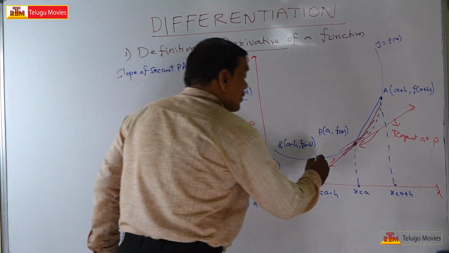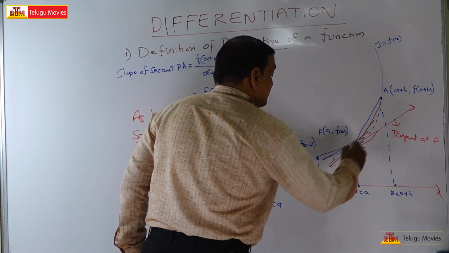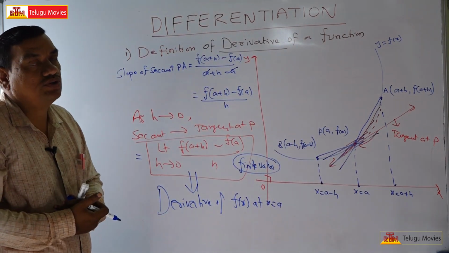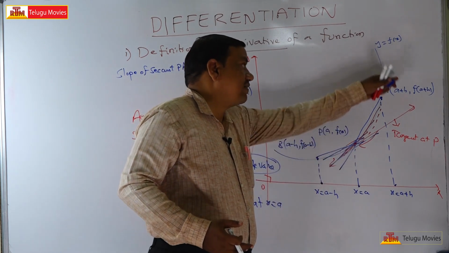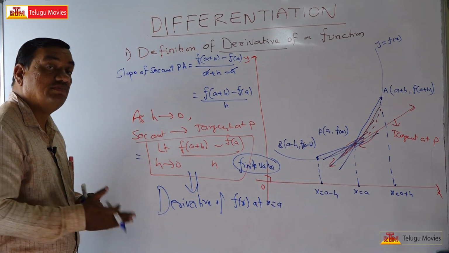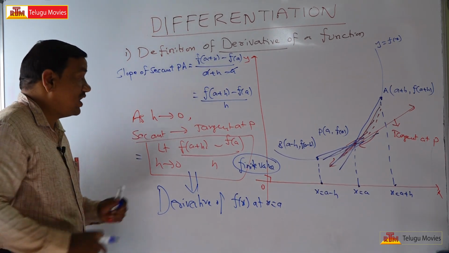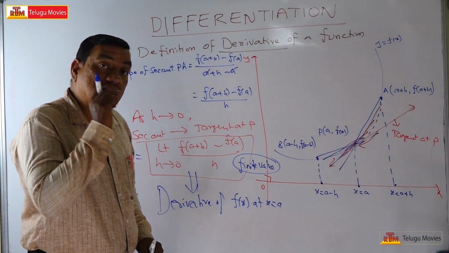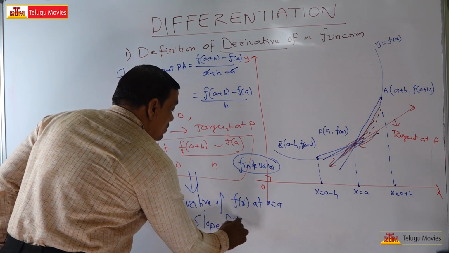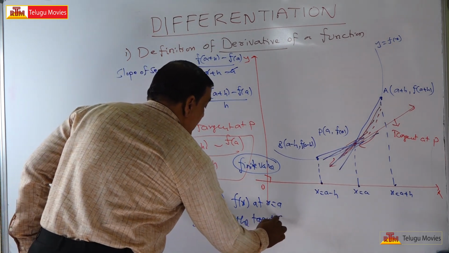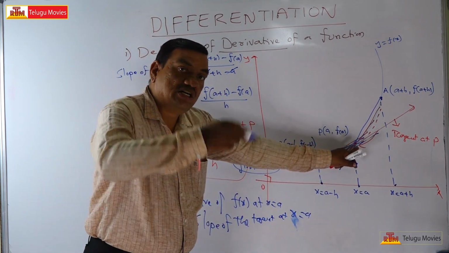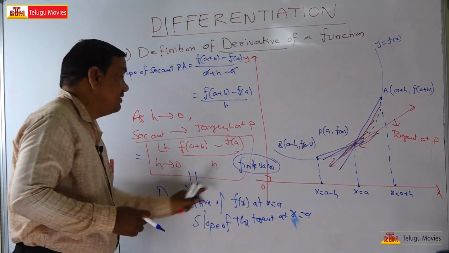Similarly, we have to approach from the left hand side also. That means in both the directions we have to approach, from b to this side, from a to that side. Then only both the limits should be equal. Whatever output value comes, that gives the slope of the tangent at a, at x is equal to a. There will be a tangent here. What is the limit value?